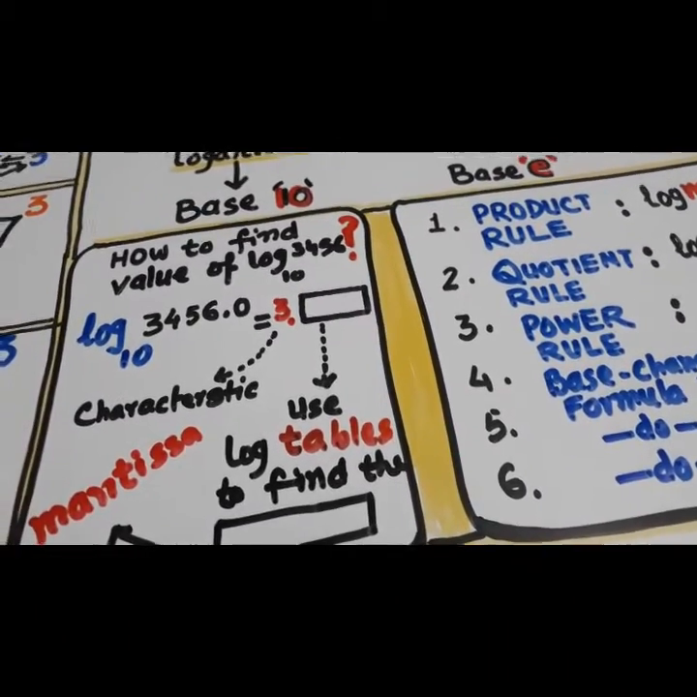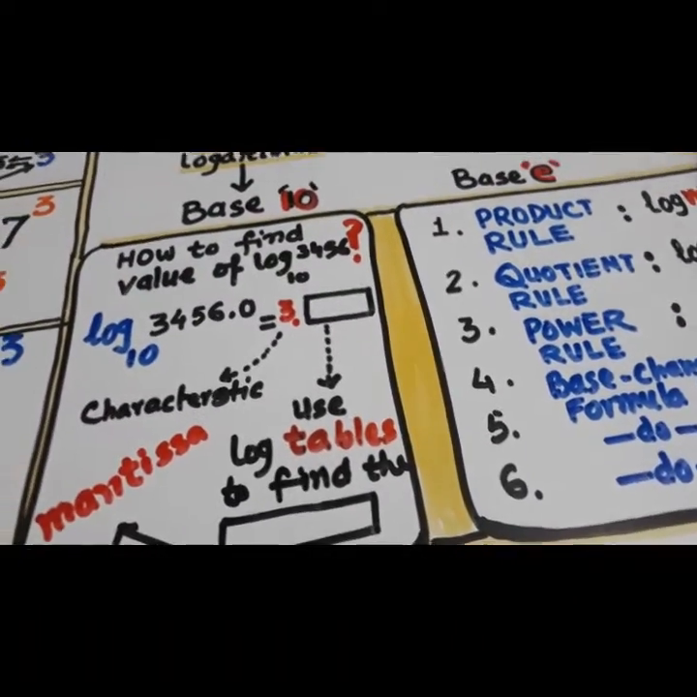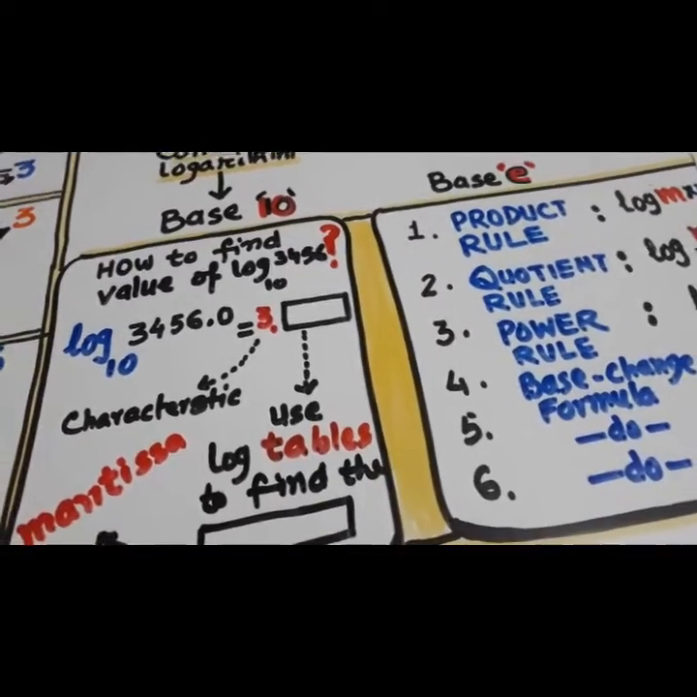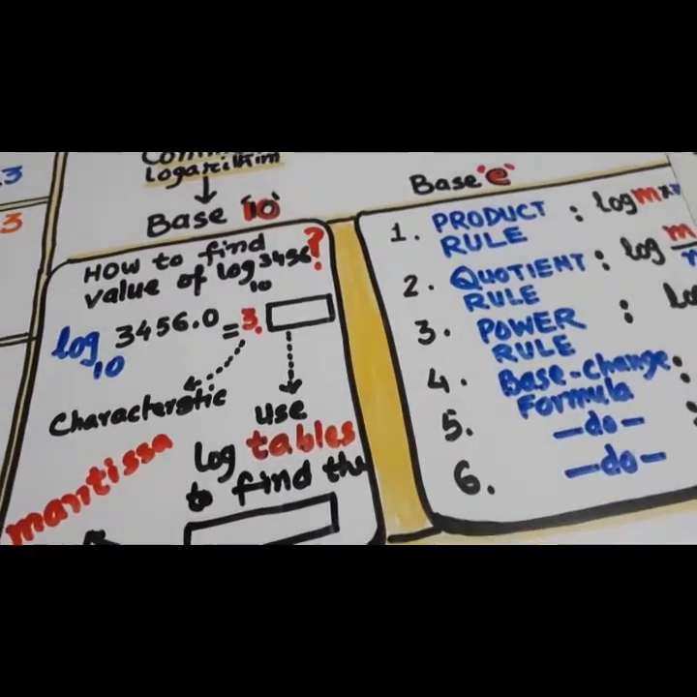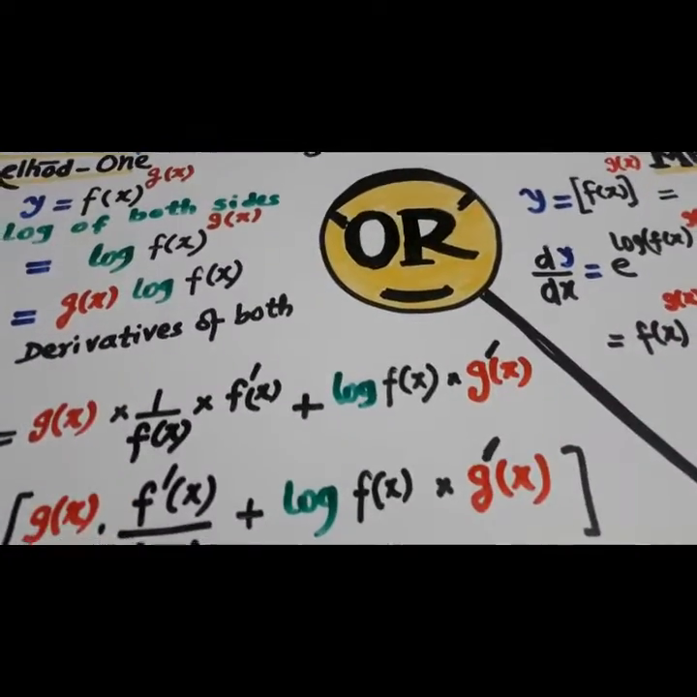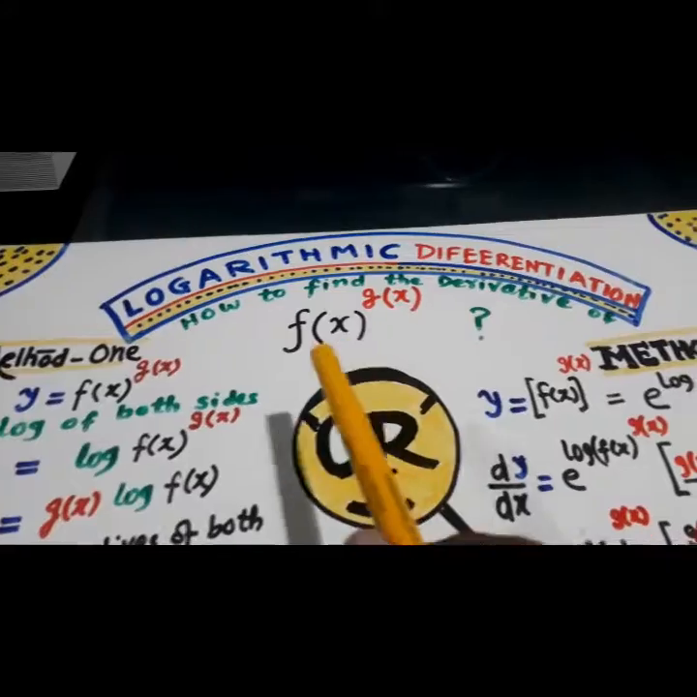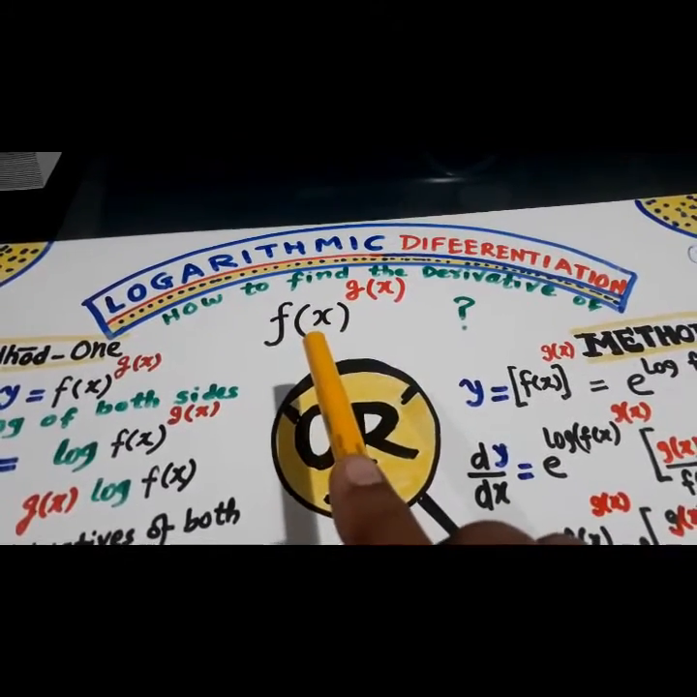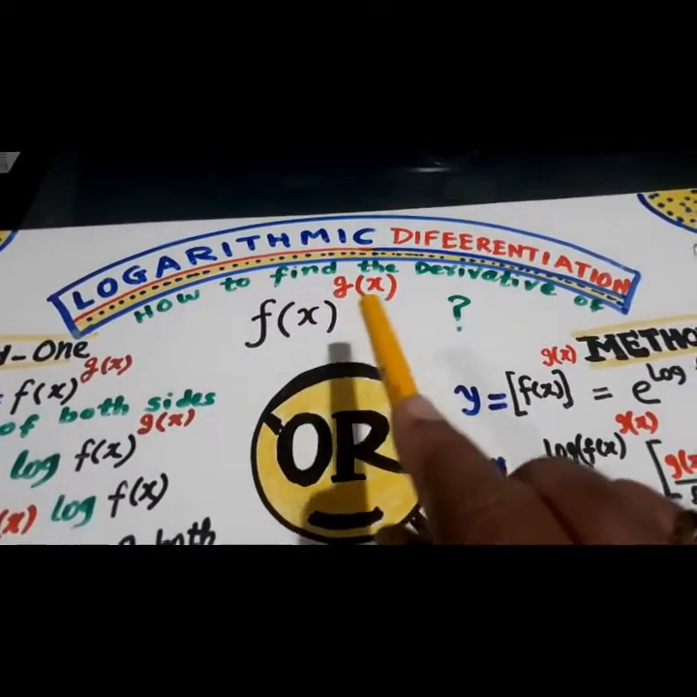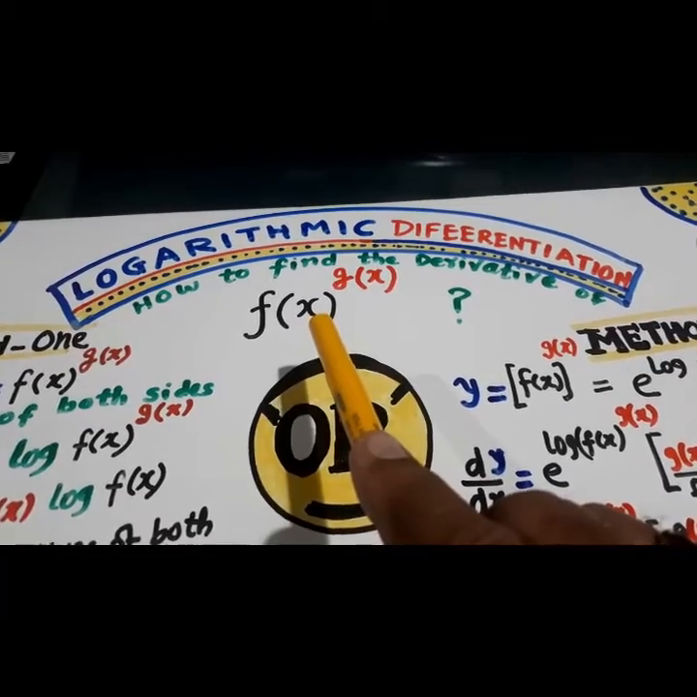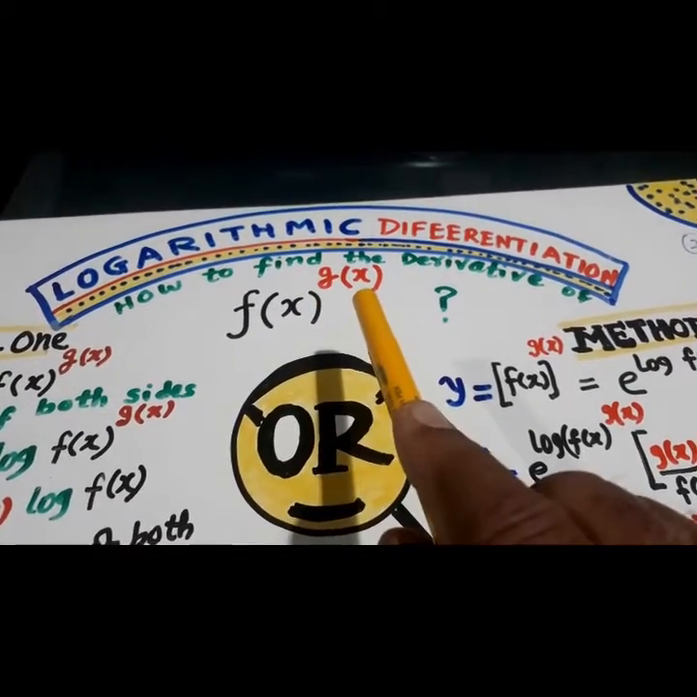Now we will go on to logarithmic functions and their differentiation. There are 2 methods I'll be using. Now look here: functions of the shape f(x) raised to power g(x). How to find their derivatives?